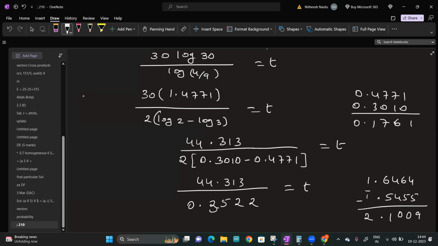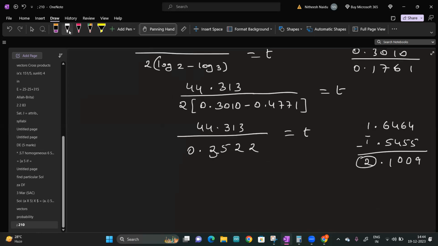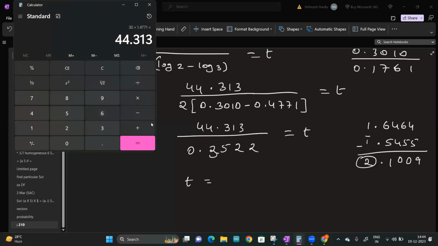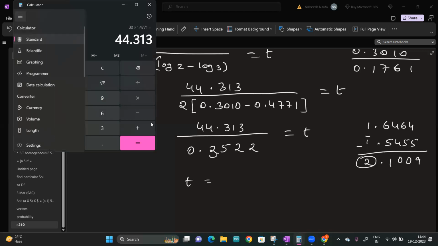For the anti-log, you only have to check 1, 0, 0, 9. Don't look at the other two digits in the anti-log. The answer is 126.2 minutes. 1262, yes.